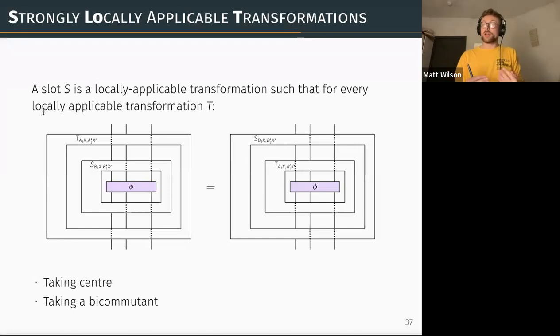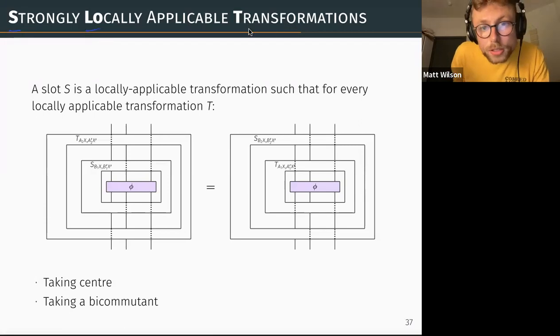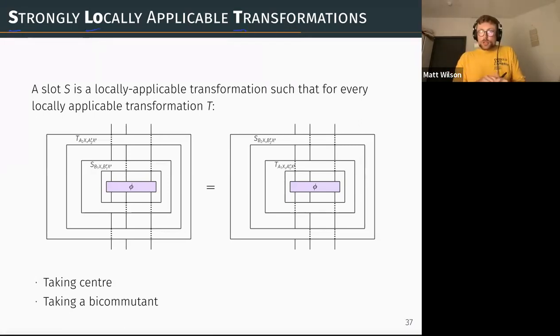So we can define what it means to be strongly local. A strongly locally applicable transformation, which at a real stretch we managed to make an acronym, SLOT, which we thought was nice, is the kind of thing that is so local that it doesn't just apply with circuit stuff on the environment, but it commutes with other locally applicable transformations on the environment.